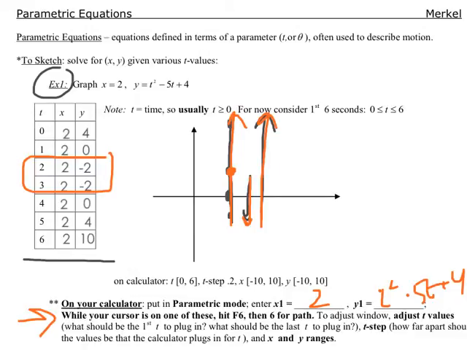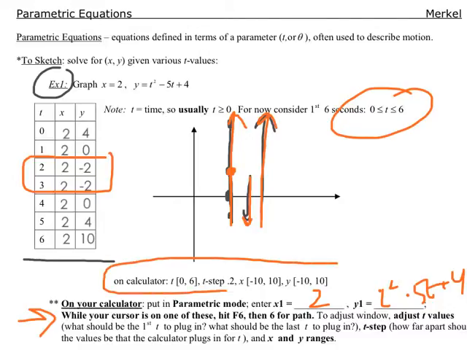And the t-values should be what should be the first t to plug in, what should be the last t to plug in. Right now I asked you to go from 0 to 6, okay? And the t-step, how far apart should the values be that the calculator plugs in for t, and also the x and y ranges. So I gave you all that information here for this particular problem that I would like for you to use. So go ahead, pause the video, graph it on your calculator, and come back to me.